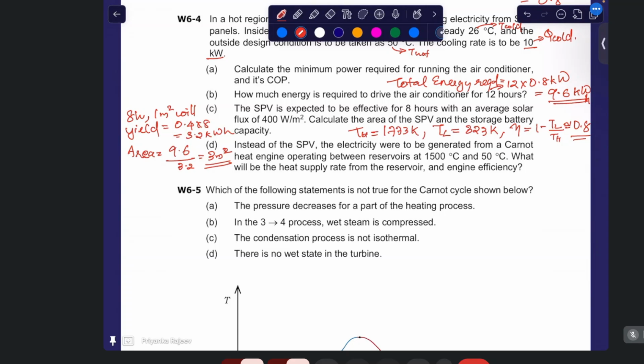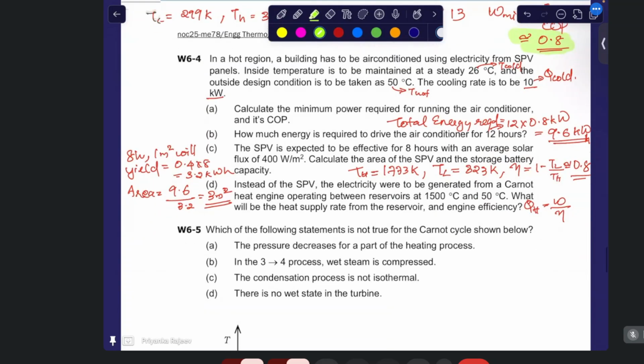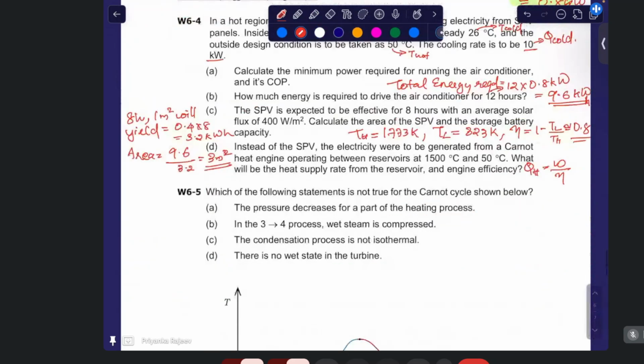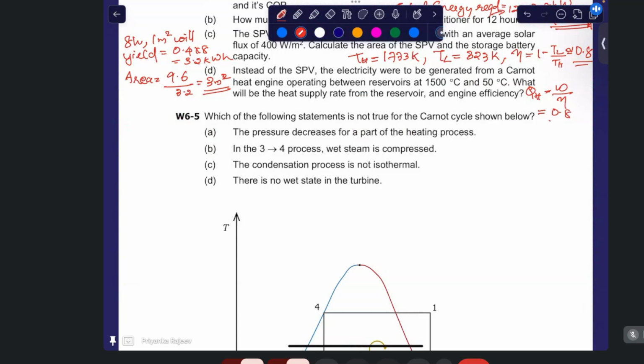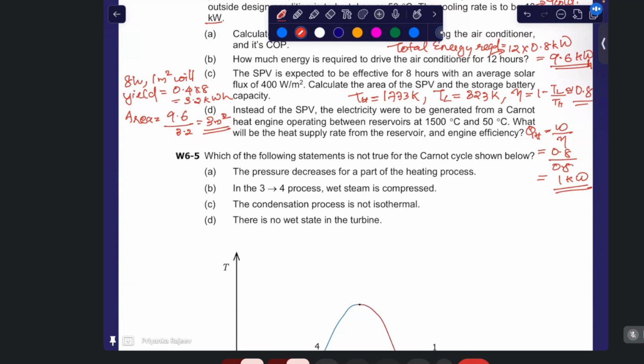then use it for the QH calculation. So W by eta. So the air conditioner needs how much? 0.8 kilowatt, right? That is what we have found, the minimum power required. So that 0.8 kilowatt we will be taking, 0.8 by 0.8. It's almost like 1 kilowatt should be the QH value. This is how we will be finding. Now, next question.